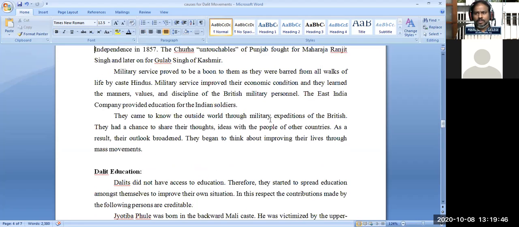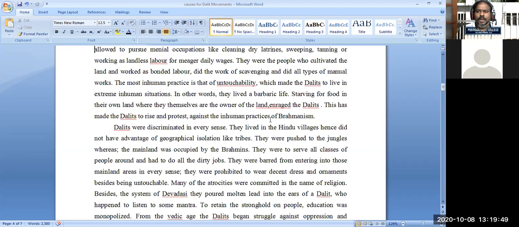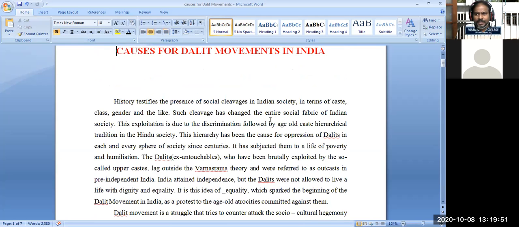The position of women, particularly among the Dalits, was also an important factor for the Dalit movements in India. Dalit women in particular were restricted by many things. They were forbidden many things, and they had no status equal to that of upper caste women.